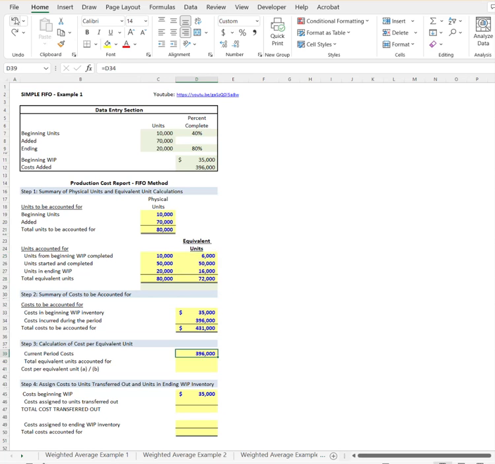So we'll take that 396,000 and divide it by our equivalent units during the period, which we calculated above as 72,000 units. This gives us a cost per equivalent unit of $5.50. That's the $396,000 divided by 72,000 equivalent units.